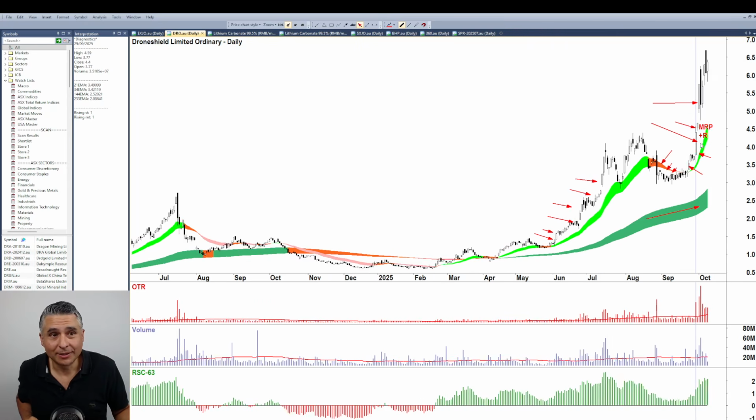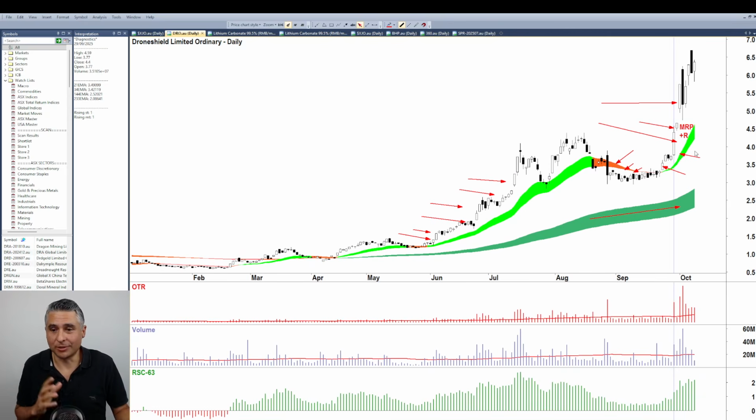I still like this. Some people might say you can't possibly be holding Droneshield here, surely that's gone up too much. Well, look at what we did. This is why I like to do these things in this particular trading platform, because when I write stuff, they stay. So what did we say last week?